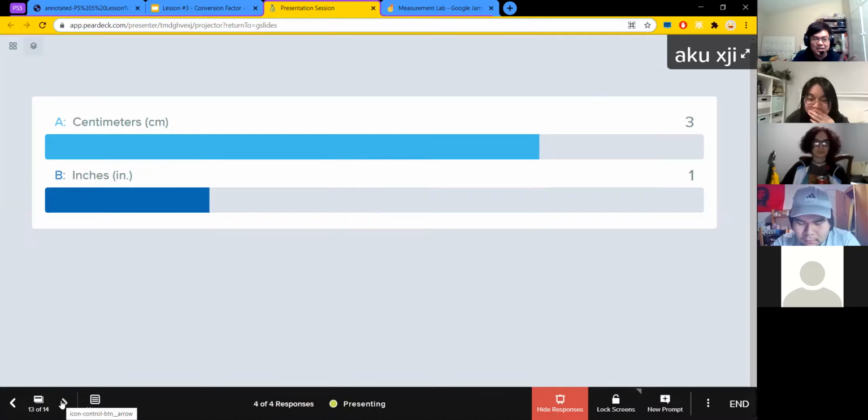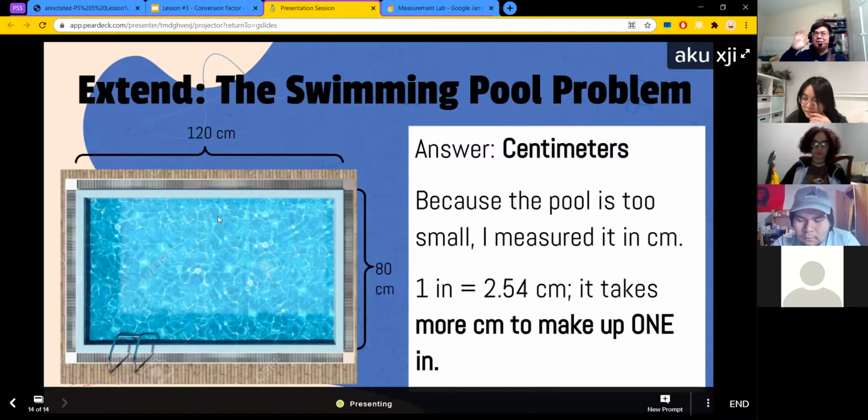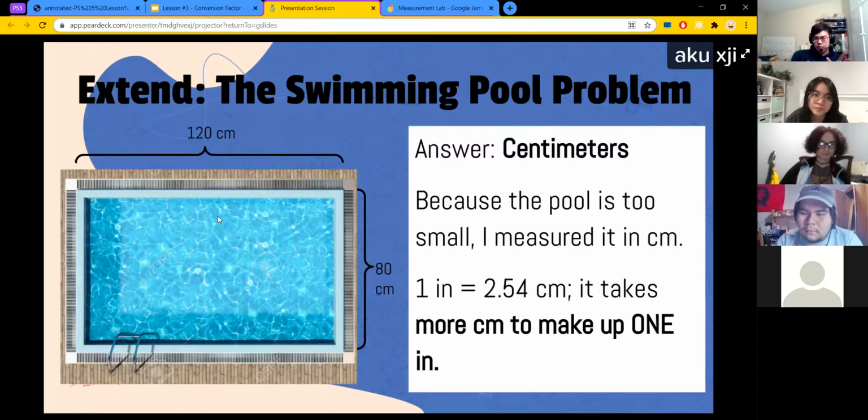Okay, so let's just say 3 people think it's centimeters, 1 person thinks it's inches. The answer is actually centimeters. I measured this in centimeters, and that's why it turned out to be too small. Because we always say 1 inch is 2.54 centimeters, but let's take a while to think about what that means. If you have one of something and that's equal to more of something else, then it takes more to make up that one thing that you have. So it takes more centimeters to make up 1 inch.